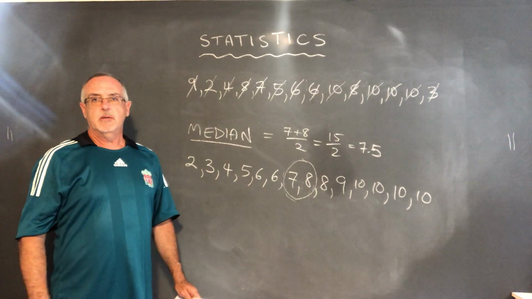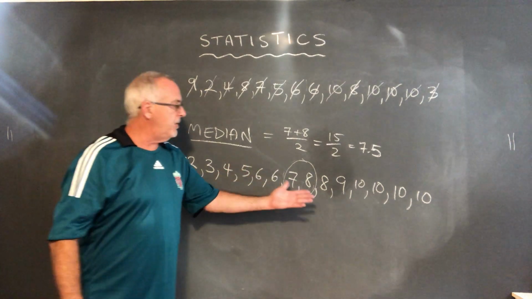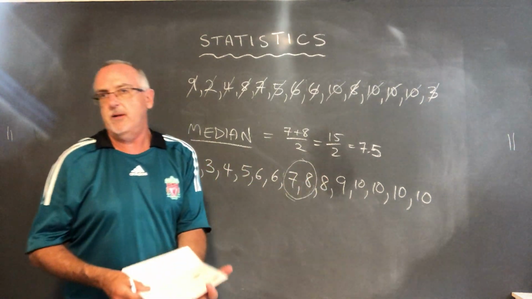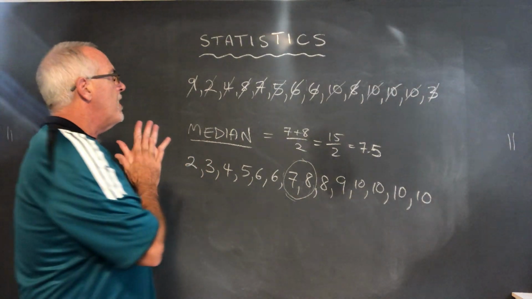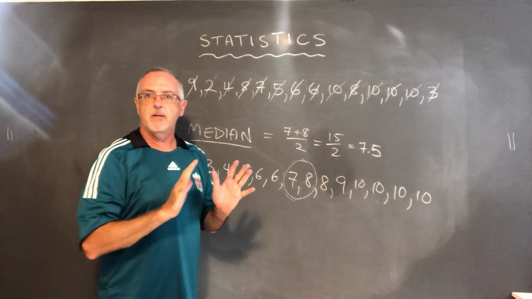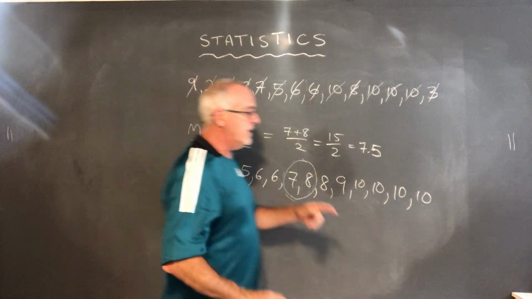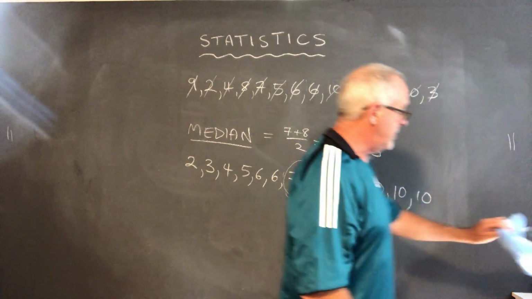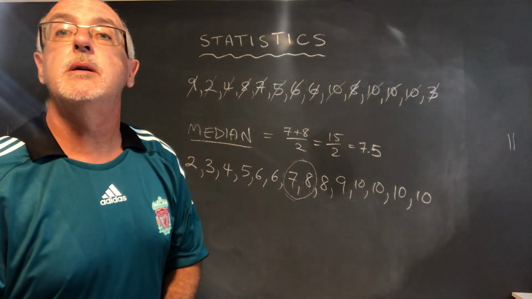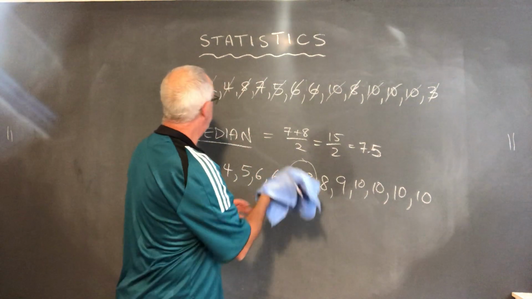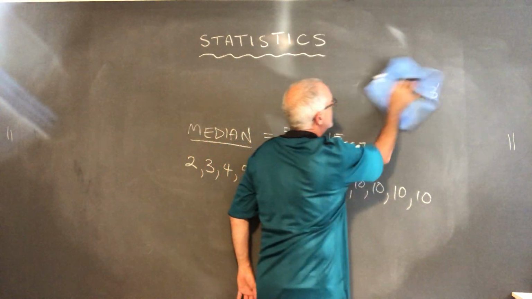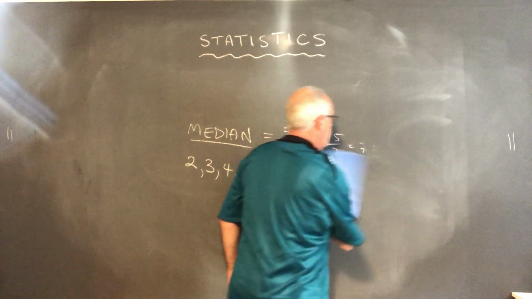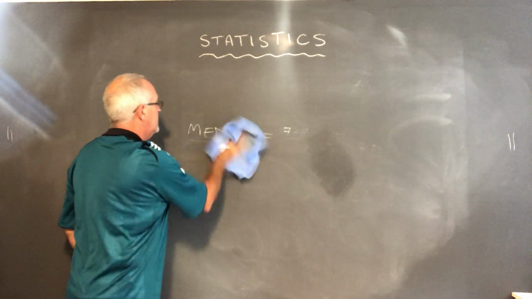Now, of course, I started with the complicated example where we had an even number, so I have to show a less complicated example. I'm going to show an example where we have an odd number of data points. And I'm going to have to erase to make a bit of room to do that. How am I doing for time? 38 minutes, pretty good. Okay. Keeping the title statistics, I'll get rid of everything else and I'll put up a new example.